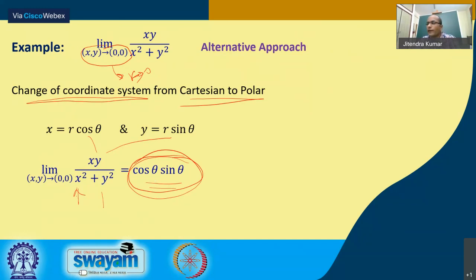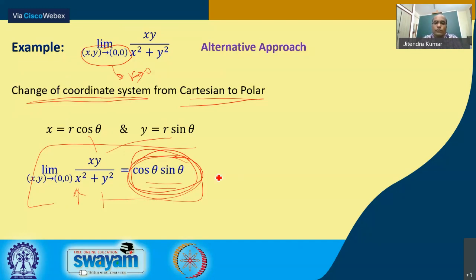That means for different values of theta, we are getting different values. And r, you can let go to 0. There is no r, so there will be no difference to the limit. So the limit is cos theta sin theta. And this is not the limit of the function because it depends on theta. For different values of theta, we have different limits. So that means the limit as xy goes to 0, 0 of xy over x square plus y square does not exist.